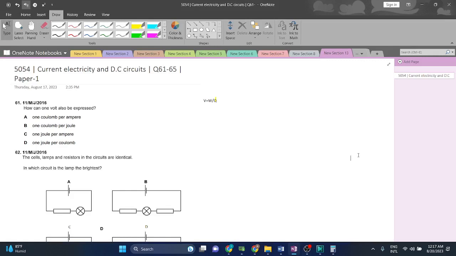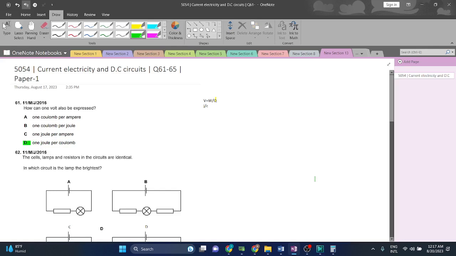Let's start. Question 61. How can 1 volt also be expressed? 1 volt can also be expressed as V equals work done divided by charge. What will be the unit of work done? Joules. And the unit of charge? Coulombs. So J divided by C, joules divided by coulombs. So D will be the answer.